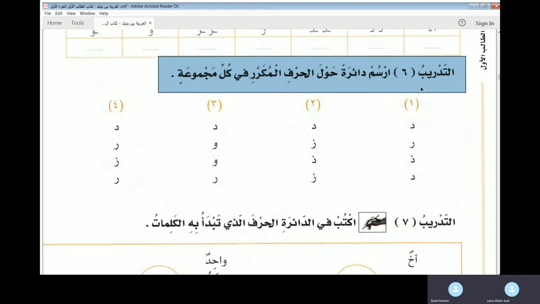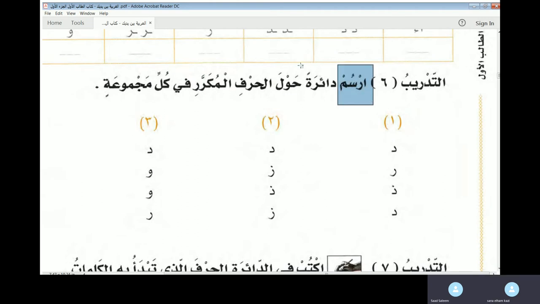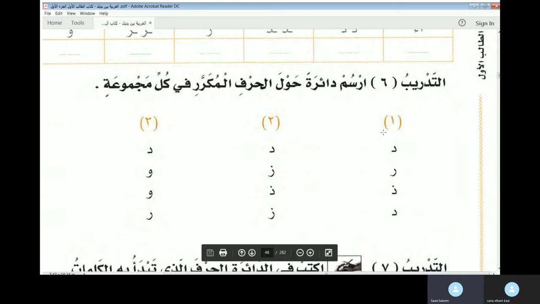Tadrib Sadis. Sixth exercise. Arsum da'ira hawla al-harf al-mukarrar fi kulli majmu'a. Draw a circle around the alphabet which is repeated in all these groups. So in the first column, Dal is repeated. So we will circle the Dal. Okay, we will put a circle around the Dal.